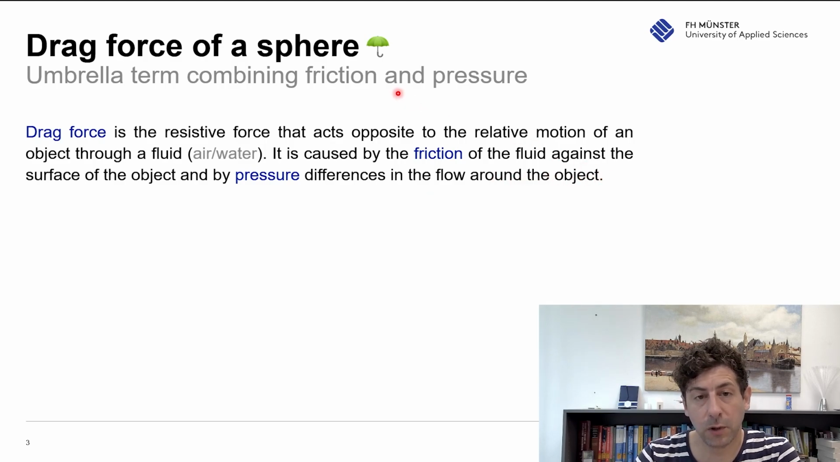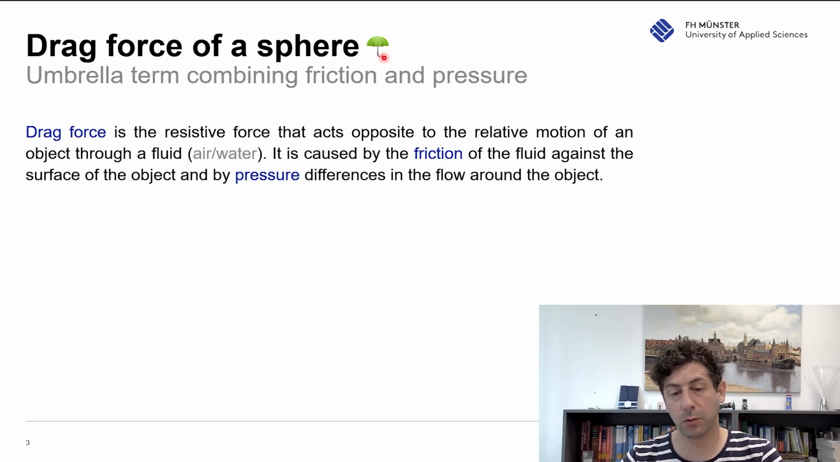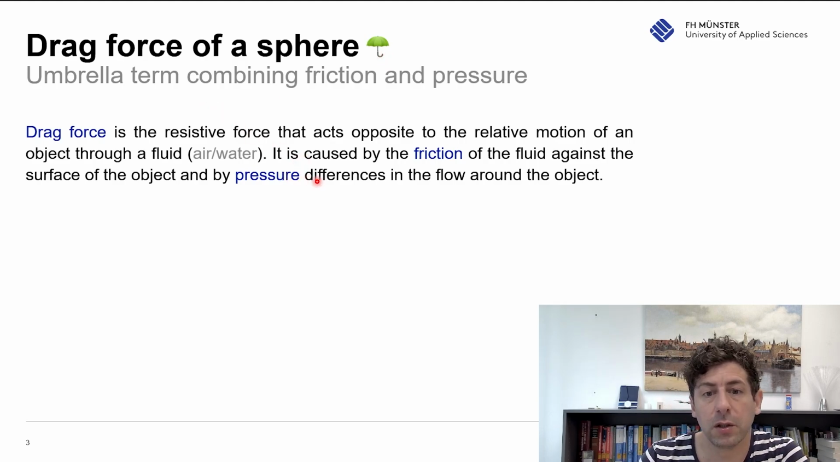And here is what I already mentioned, the umbrella term. So we have two effects. One is the friction of the fluid, right? If I go through air, there's air friction on my skin, and this friction will create a resistive force, and in water this will be much stronger because the density is higher, different viscosity. And then there is also a pressure around the body, and this pressure is not completely homogeneous, so there is a pressure difference, and this is a second term. So the pressure difference in the flow creates a drag force, right?